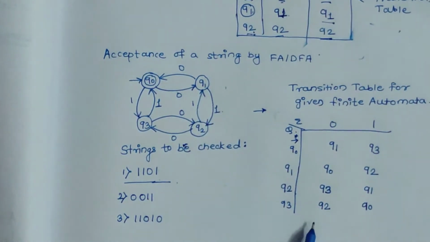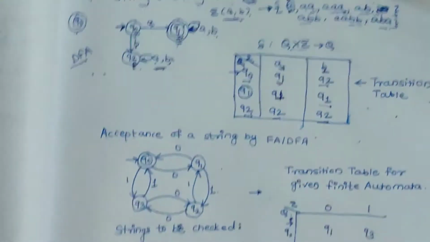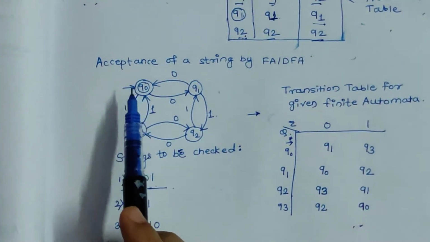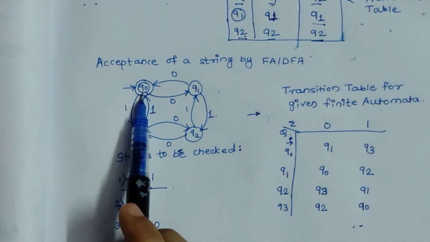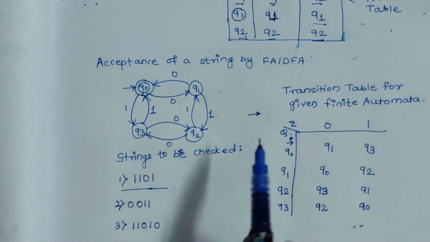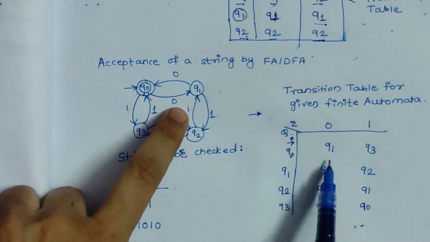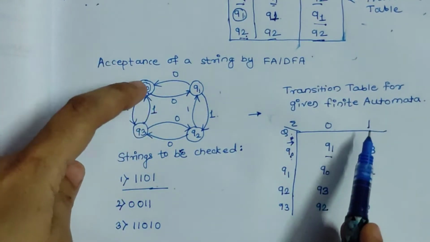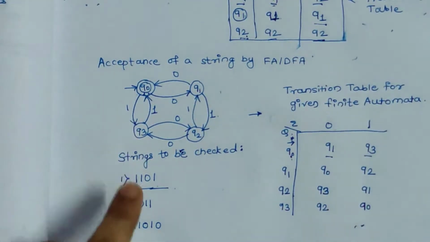So for a given DFA, first of all, you have to generate a transition table. As we discussed in the earlier example, here also you have to create a transition table. Here it is given Q0 is the initial state as well as a final state. That is, the same state can be initial state as well as final state, and these are the various transitions. For Q0, if we provide 0 as input, it will go to Q1. For Q0, if we provide 1 as input, it will go to state Q3. This is how you have to generate the transition table.